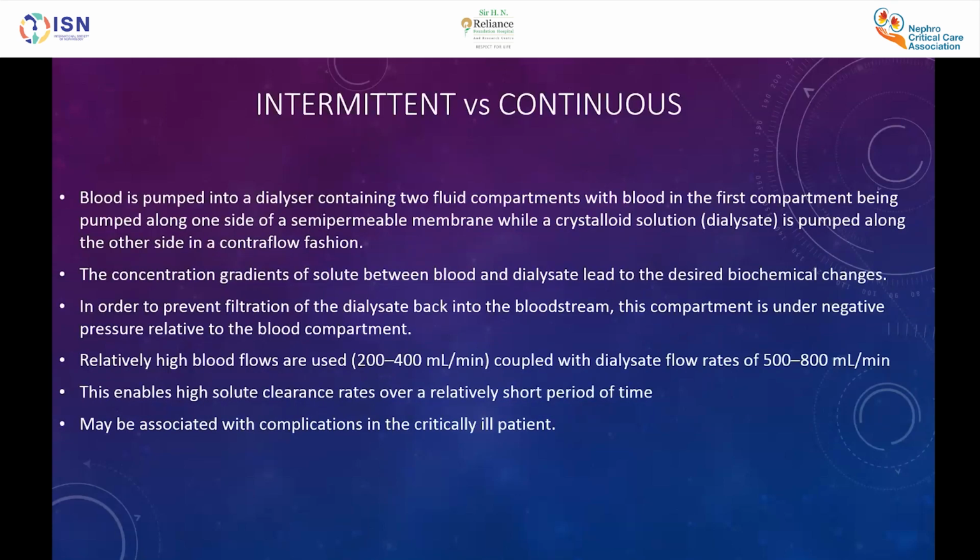So, a bit of difference between intermittent dialysis versus the continuous. The concentration gradients of solute between the blood and dialysate lead to the desired biochemical changes. In order to prevent the dialysate getting back into the bloodstream, this compartment is under negative pressure relative to the blood compartment. Relatively higher blood flows are used in intermittent hemodialysis, around 200 to 400 ml per minute, coupled with dialysate flow rates almost double that, around 500 to 800 ml per minute.